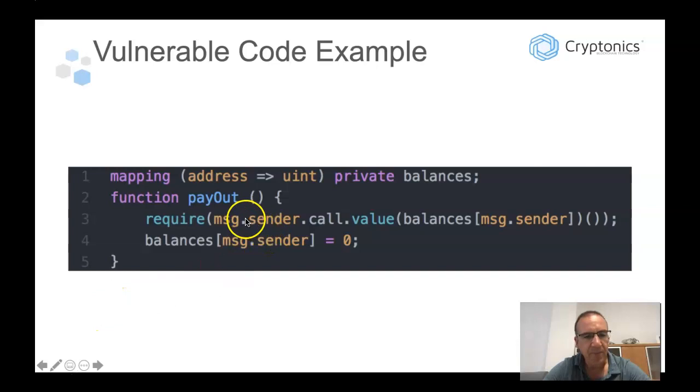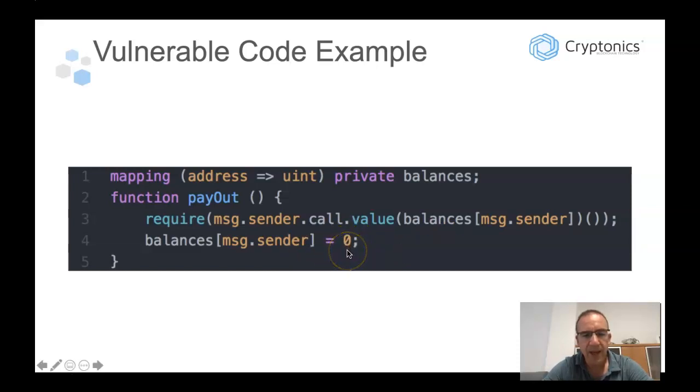And this is done here. When payout is called in a transaction, the transaction origin, the message sender, sends himself the balance assigned to him. This is done by this call value function, which specifies the amount. And what we can see is we first transfer the funds and then we set the balance to 0.